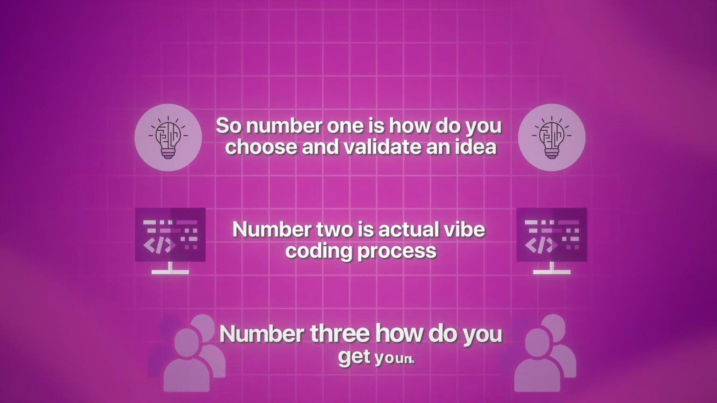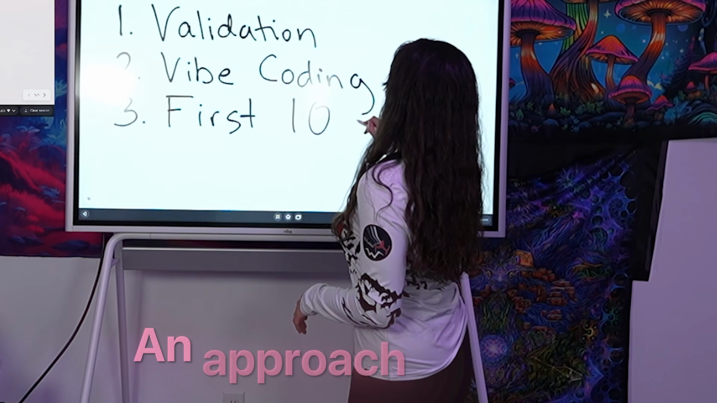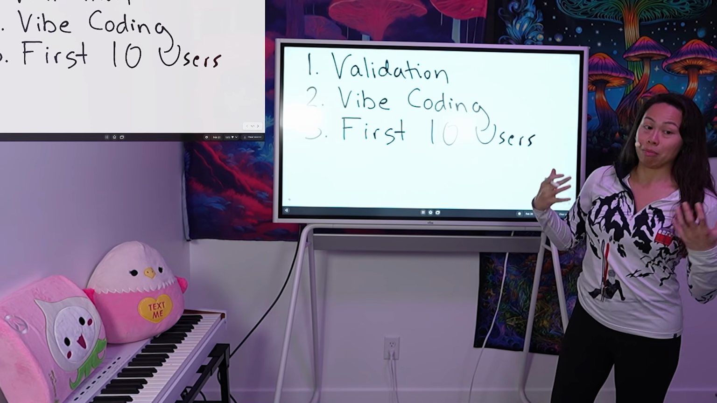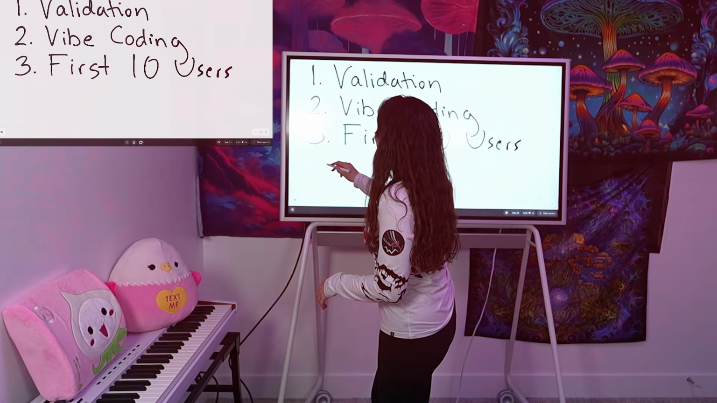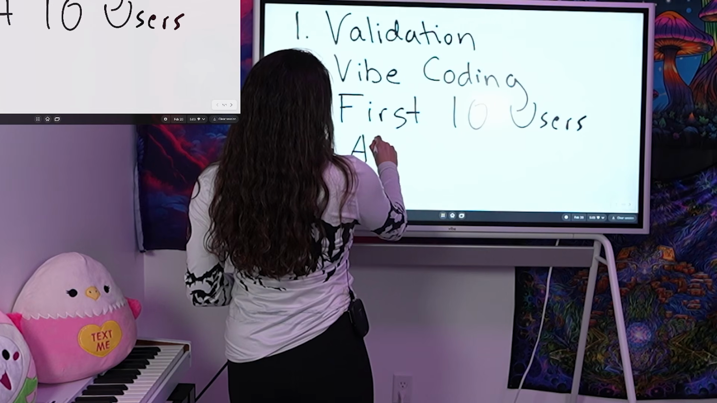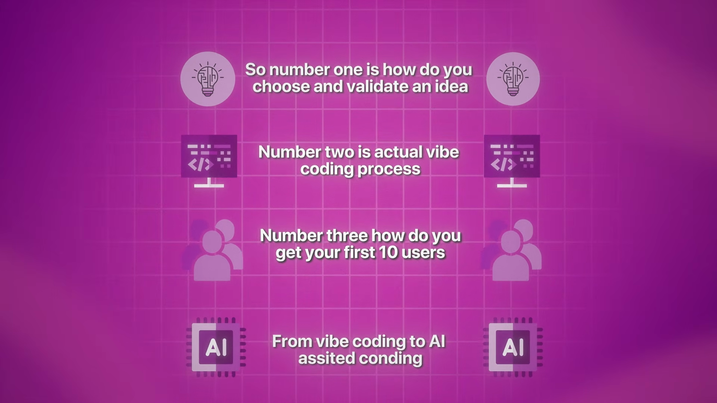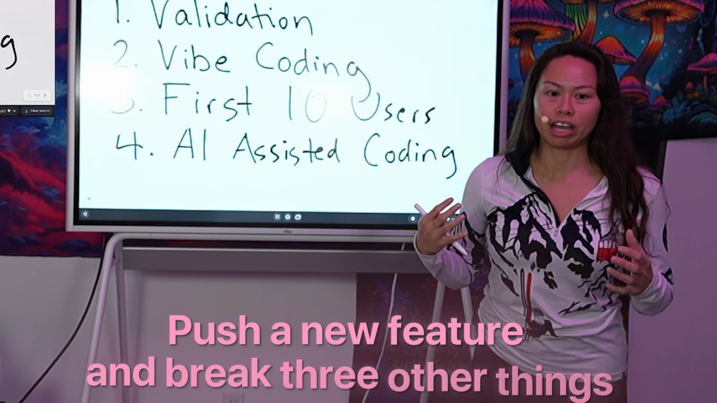Number 3, how do you get your first 10 users? So I have an approach that I prefer. There are other approaches as well, but I'll talk through why I think my approach is way, way easier, like super easy mode building a company. Number 4, as your app actually grows in complexity, how do you transition from vibe coding to AI-assisted coding, where you cannot afford to push a new feature and break 3 other things?